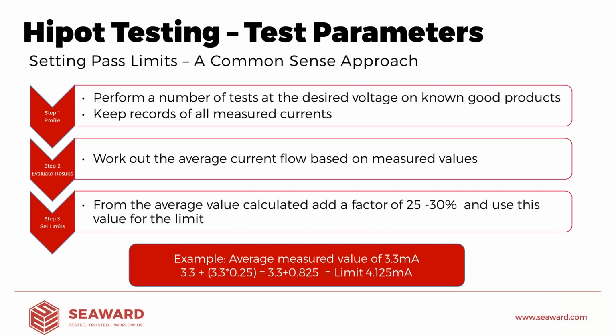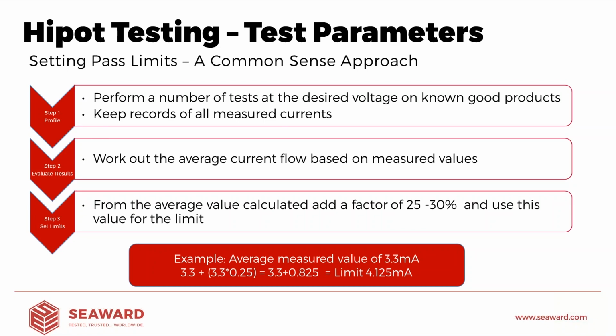Once you've got a significant number, 10 or more, from that, you can start to work out an average current flow. Take our measured values and work out the average of those values. Once you have that average, we then recommend adding a factor of 25 to 30% on top of that measured average and using that as your pass limit.